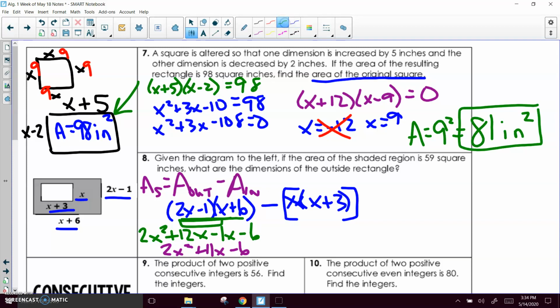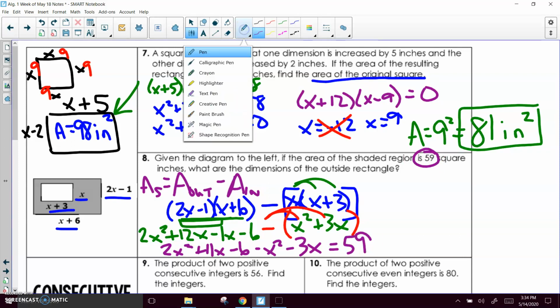On the right-hand side, I don't have to FOIL here because it's a monomial times a binomial. So I have x squared plus 3x, and what I'm doing is I'm subtracting that entire thing. So what that means is I need to distribute the subtraction sign through. So that gives me minus x squared minus 3x. And the area is 59, so we set it equal to 59.